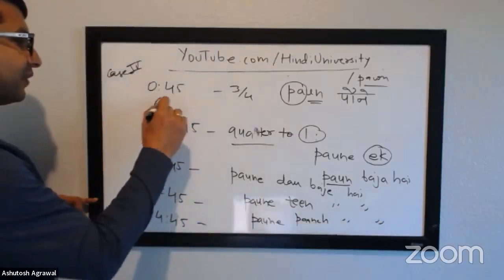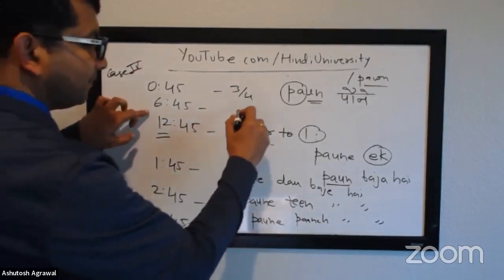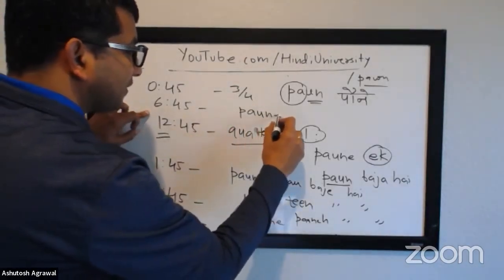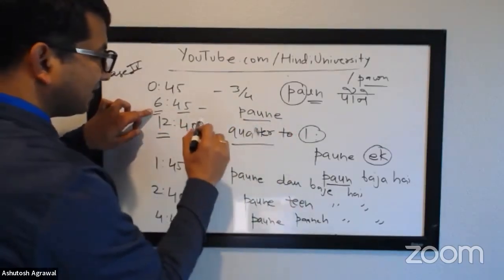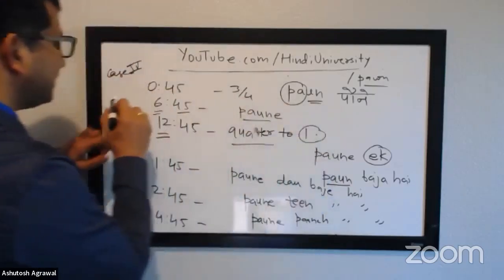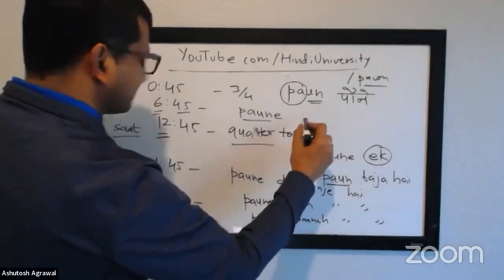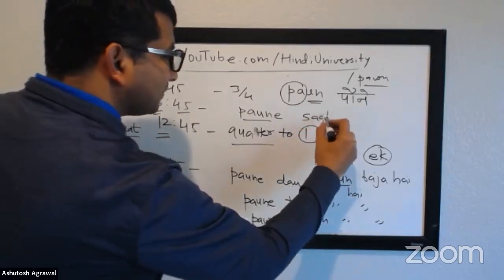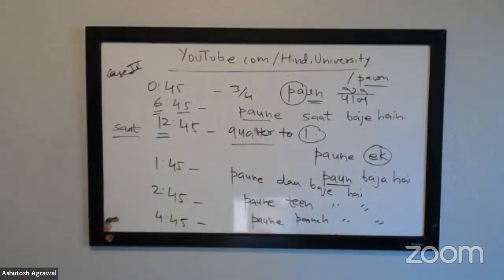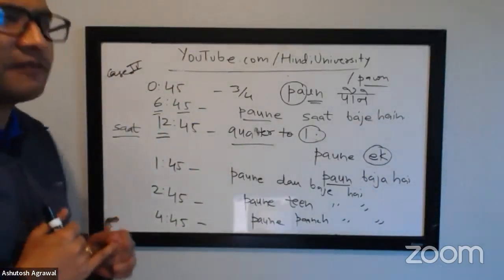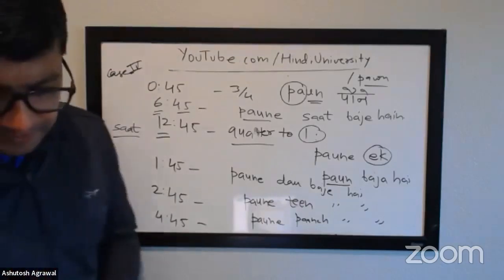If it is 6:45, it would be pone che baje hai. Oh, so it's not going to be 6, it's going to be 7, since it's a quarter to seven. So 7 is saat. Very good. So pone saat baje hai. Very good. Okay, any questions so far? You should remember all of these, like sava, sade and pone. Okay, any questions, anyone?